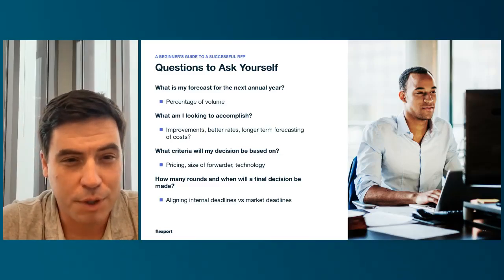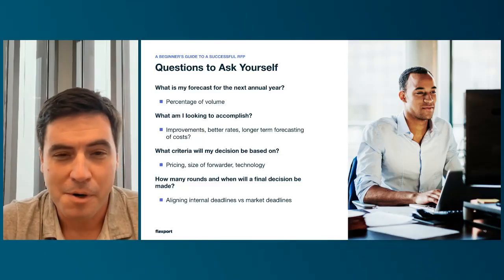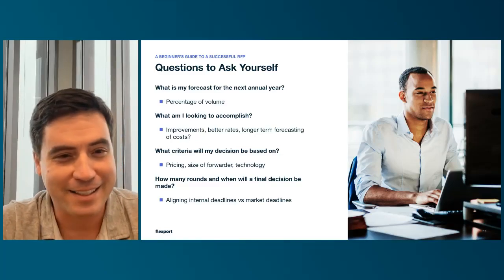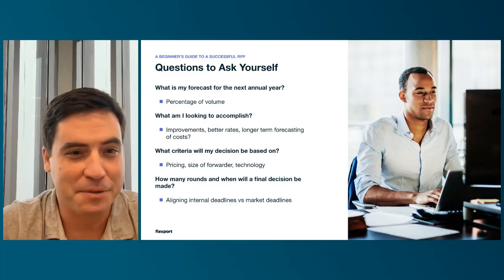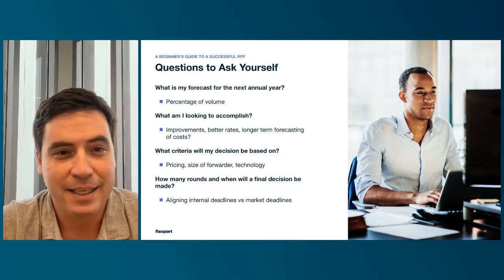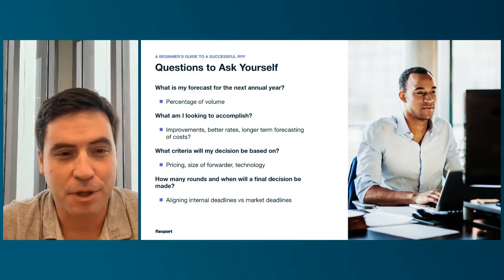Second, of course, what are you trying to accomplish? Right? I think I've worked with a lot of companies that kind of see, hey, let me do an RFP, let me get fixed rates so that I can have the silver bullet for my supply chain. It's not really quite how it works, right? You're looking to solve a problem. You need to be asking those questions.